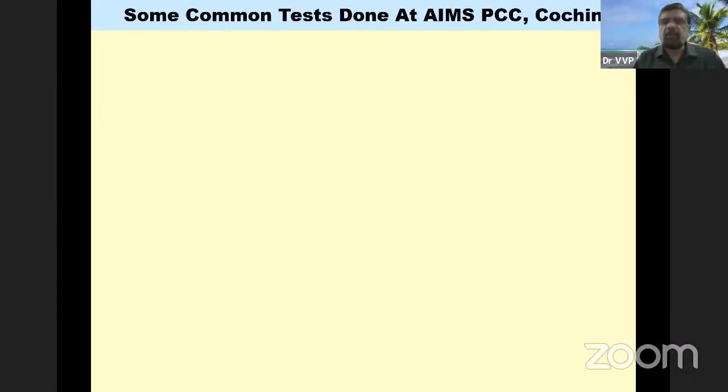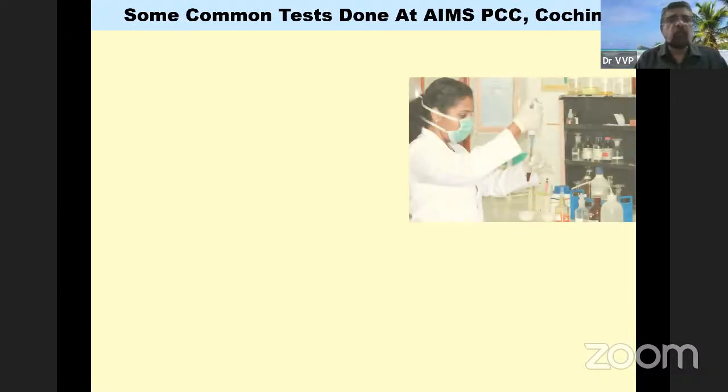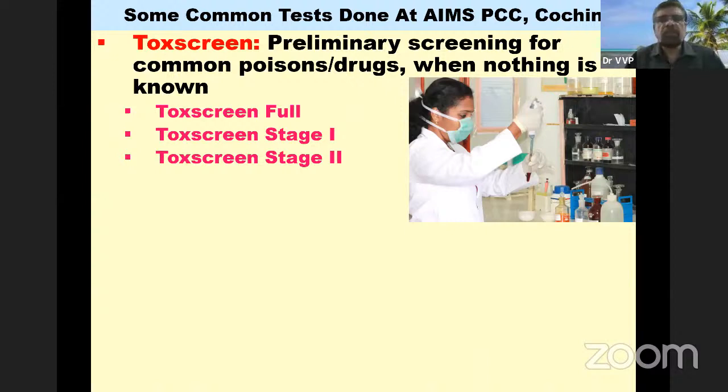All right. Let us look at some of the common tests that we do here in AIMS with regard to toxicology. We have what is called the tox screen, which is a kind of preliminary screening for common poisons and drugs. When nothing is known as to what kind of poison is involved, we have it in stages: tox screen stage 1, stage 2, and full, depending on how many kinds of poisons are suspected, depending on how much money is available for testing, because tox screen full is pretty expensive. Tox screen stage 1 and 2 are less expensive, so it's all flexible.